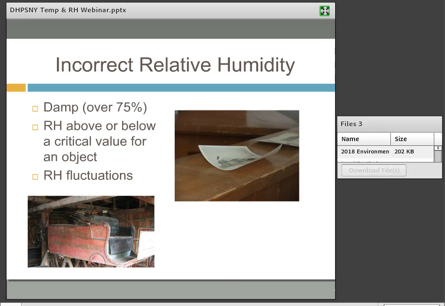So when I talk about incorrect relative humidity, I'm talking about one of three conditions usually. A relative humidity of 75% or higher, or what we would consider damp. A relative humidity which is above or below a critical value for a given object. And fluctuations in relative humidity which affect the object stored in a given climate.